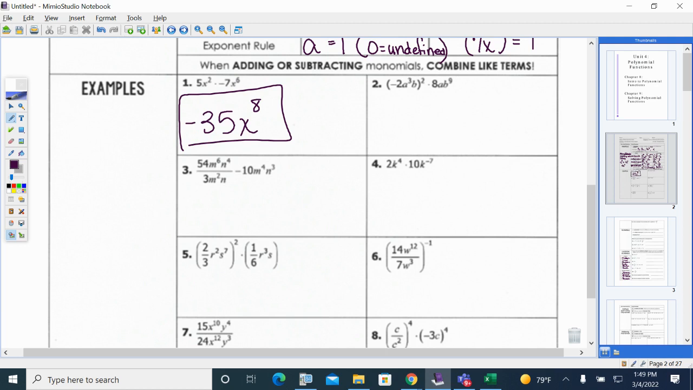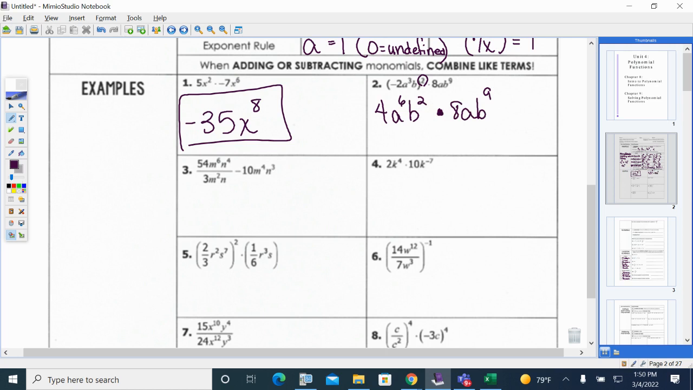On number 2, you have negative 2a to the 3rd b is being raised to the 2nd power times 8ab to the 9th. So we're going to take this one step at a time, following order of operations. I'm going to square that parentheses. And you have to distribute that exponent to each part. So negative 2 squared is going to be 4. A to the 3rd squared is going to be a to the 3 times 2 is 6. And b to the 1 times 2 is 2. And we're going to multiply that times the 8ab to the 9th.